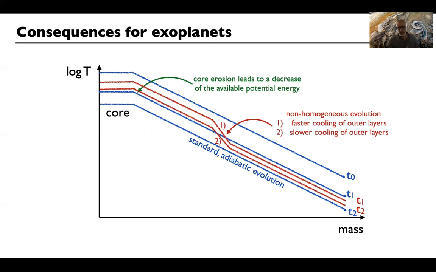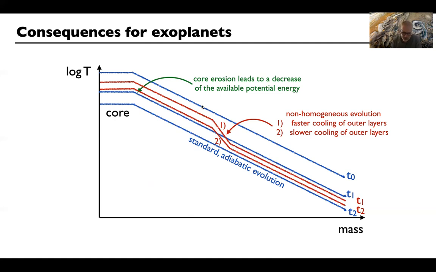And then you can have, because of this composition gradient, a non-homogeneous evolution. In that case, you have various phenomena that can occur. Initially, you will have a faster cooling of the outer layers, and this is because the inner layers are not contributing very much to the luminosity. So you're cooling the outside more rapidly.